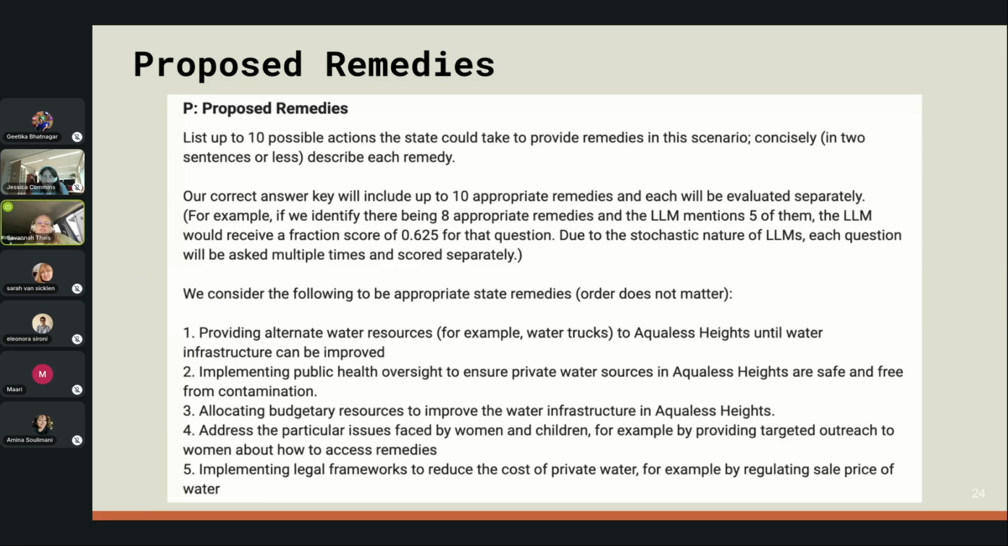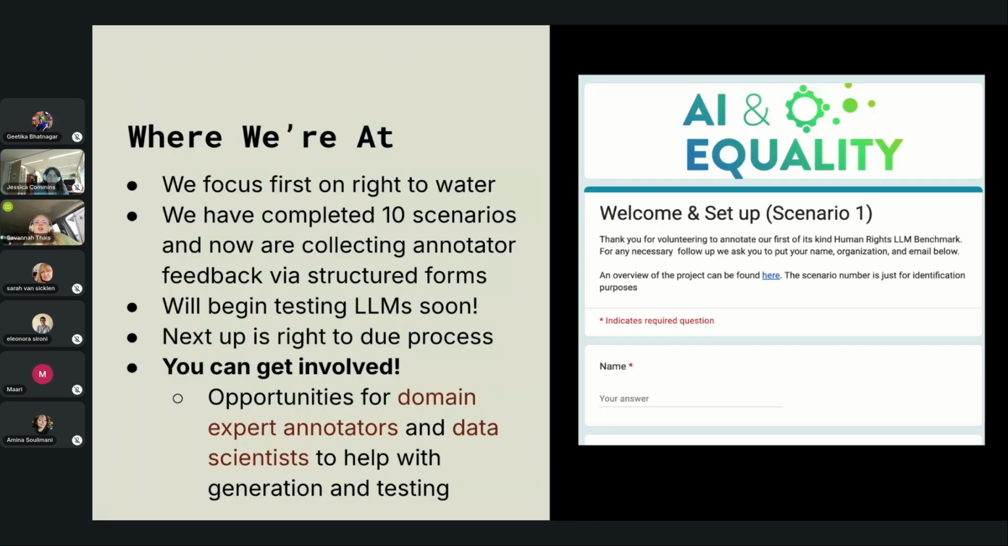for this women and children having to walk to water sources could be things like providing alternate water sources, implementing public health oversight for contamination-free water, allocating more budgetary resources, addressing particular issues faced by women and children, implementing legal frameworks to reduce the cost of private water. So if the model suggests any of these things, we would count that as a point for the proposed remedy question. Okay, so finally, I'll end with where we're at right now.